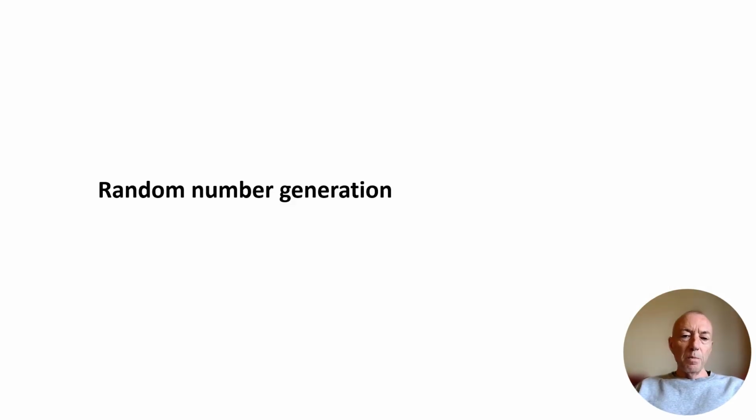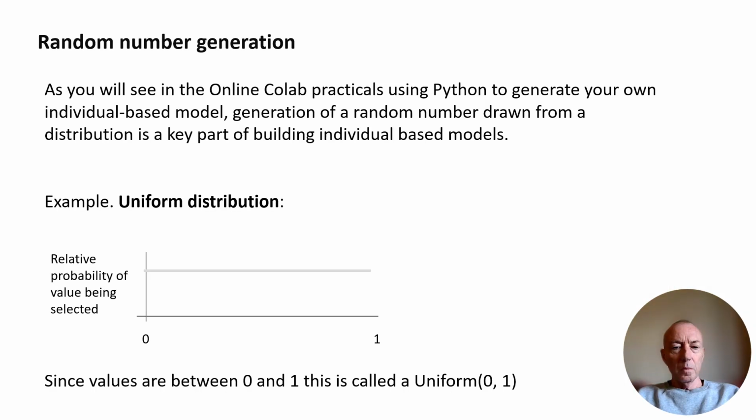So first, random number generation. As you will see in the online Colab practicals using Python to generate your own individual-based model, generation of a random number drawn from a specified distribution is a key part of building individual-based models.